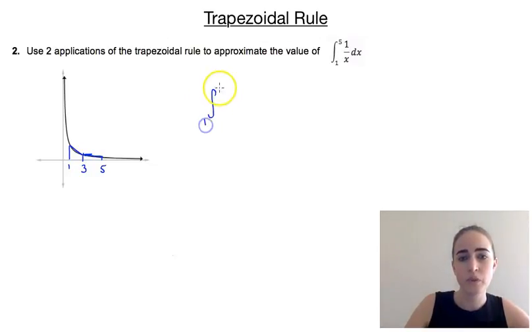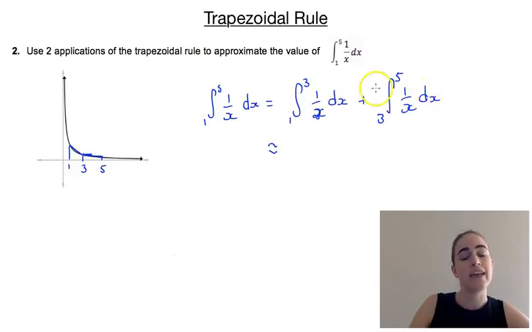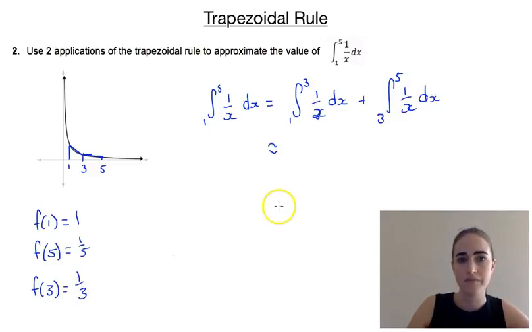So the integral from 1 to 5 of 1 on x dx, we're going to split that into two integrals. So 1 to 3 of 1 on x dx, plus from 3 to 5 of that same function. So now we can apply the trapezoidal rule to each of these integrals. So we already know that f of 1 is 1 and f of 5 is 1/5 from our last example. But we're also going to need f of 3, which would give us 1/3.